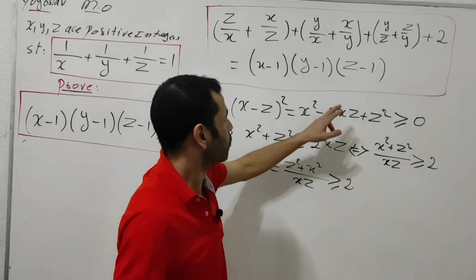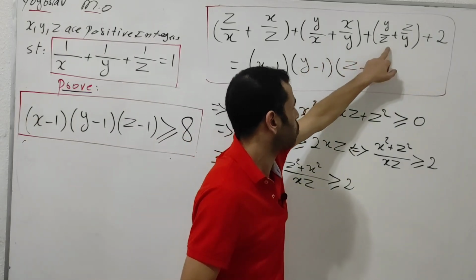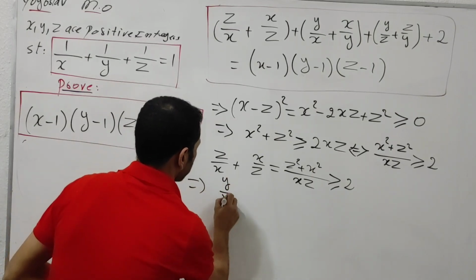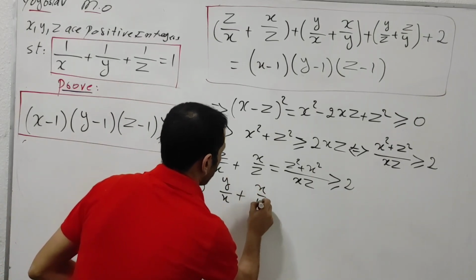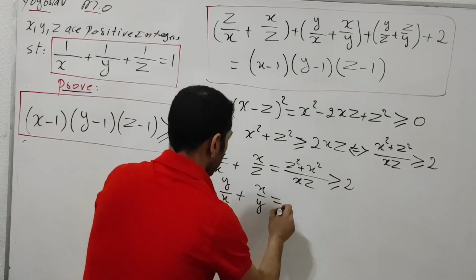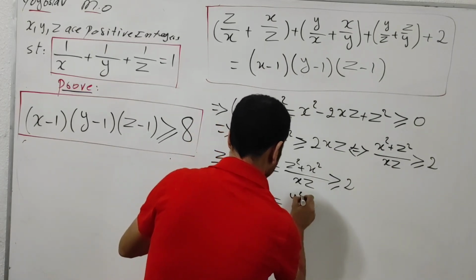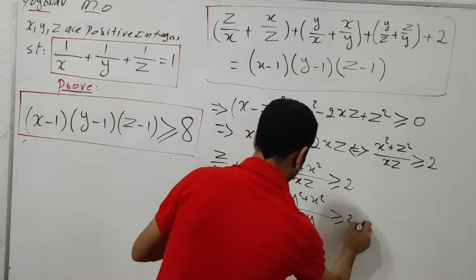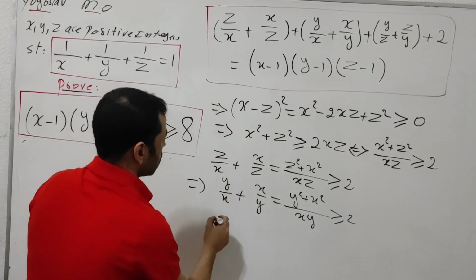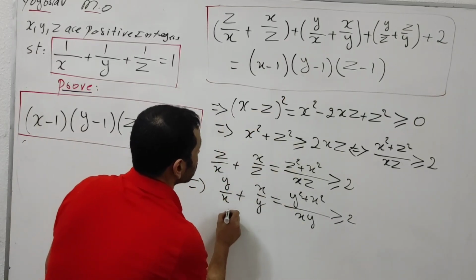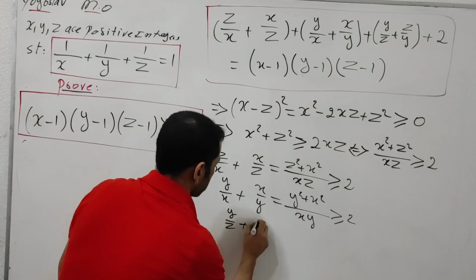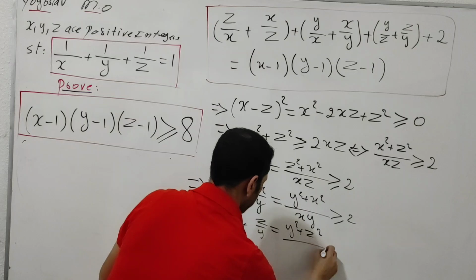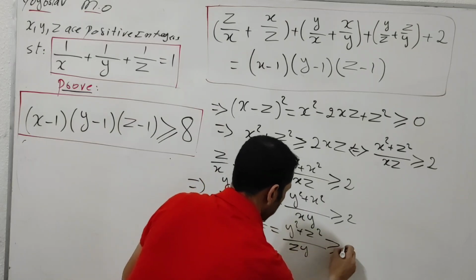This argument follows similarly for this term and this term by symmetry. So we'll do the same thing here. I will have y over x plus x over y, which equals y squared plus x squared over xy, is greater than or equal to 2. For the last term, I will have the same thing. Y over z plus z over y equals y squared plus z squared divided by zy is greater than or equal to 2.